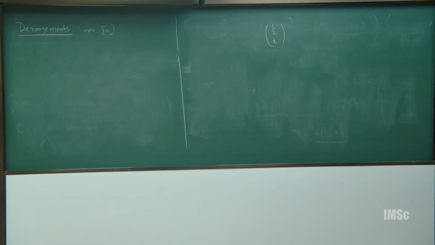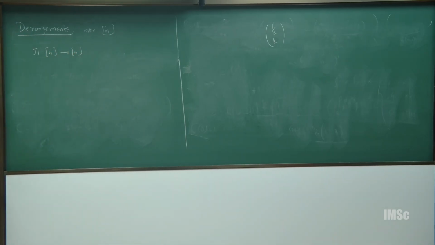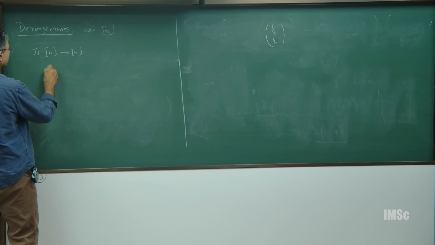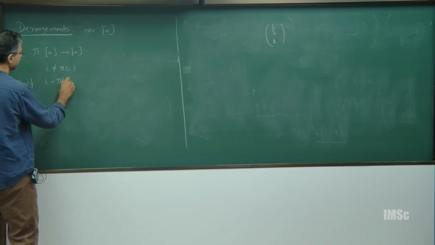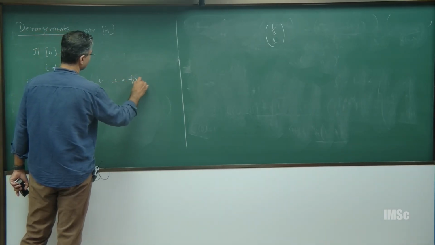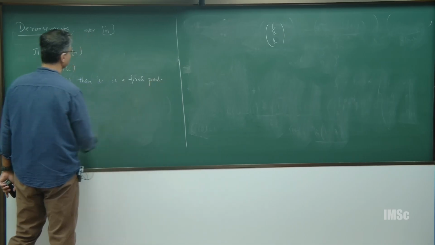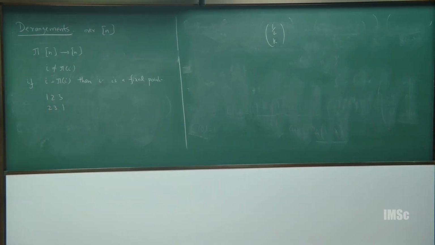So what is a derangement? It's a permutation of n elements so that no element is mapped to itself. If it was the case that i is equal to pi of i, then we say this i is a fixed point. For example, 1, 2, 3, if you just rotate it to 2, 3, 1, where 1 goes to 2, 2 goes to 3, 3 goes to 1, that is a derangement.